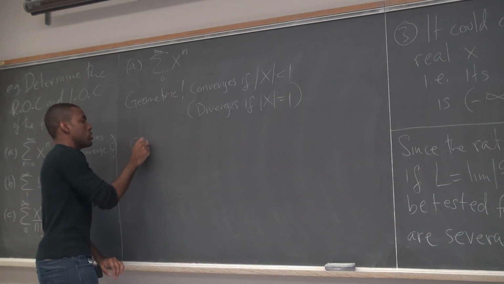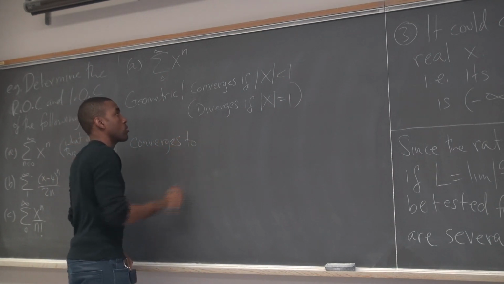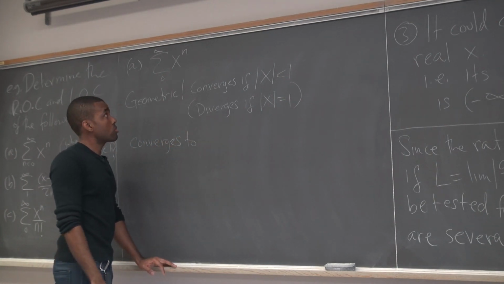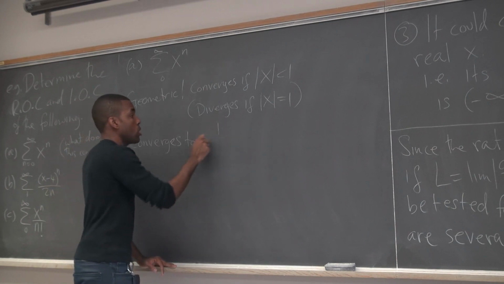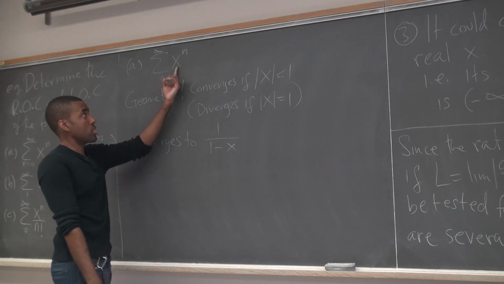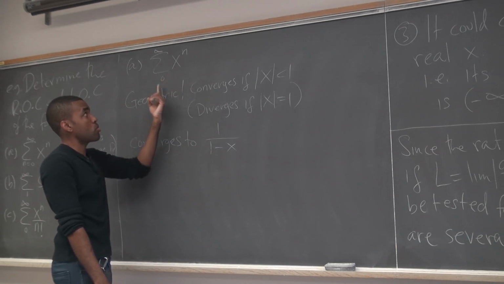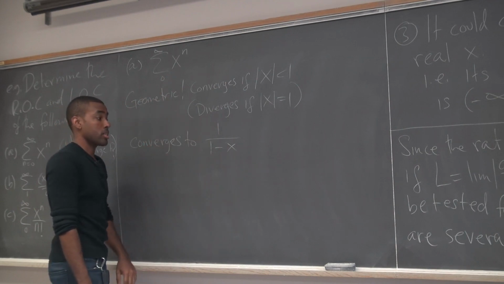What does it converge to? No? Does it converge to x? What? 1 over 1 minus x. Right? Remember, it's a over 1 minus r. My r is obviously x. My a is the first term. When I plug in n equals 0, I get 1. So it's 1 over 1 minus x.